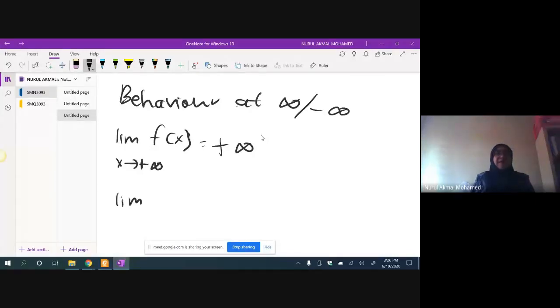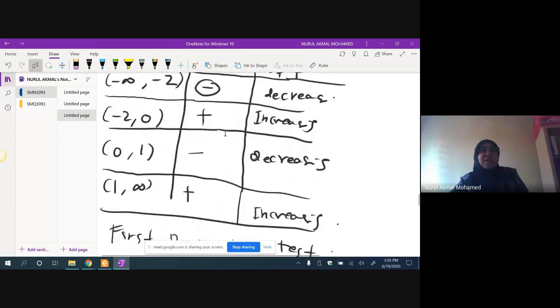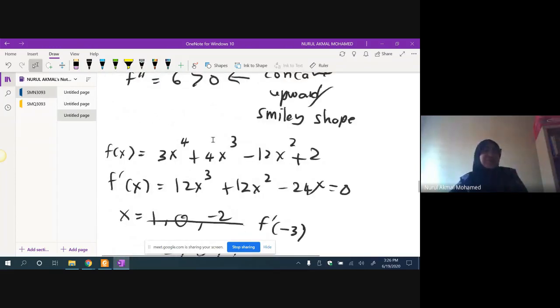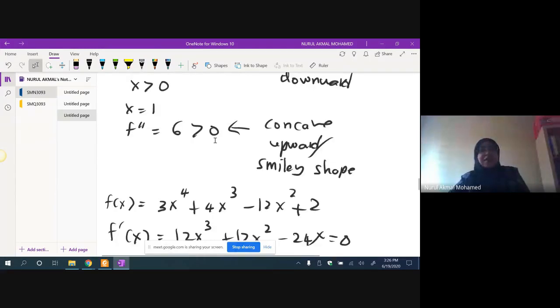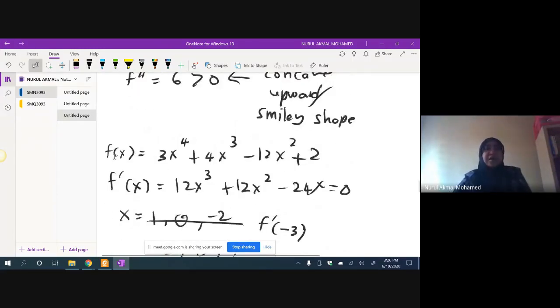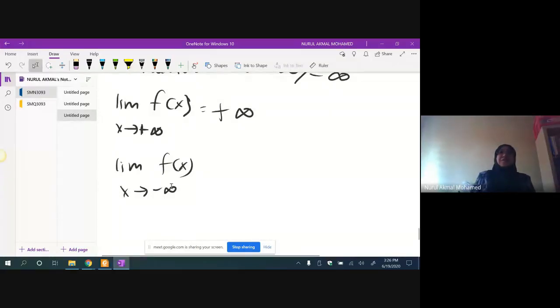What about when you have the limit of f as x tends to negative infinity? You can choose any values such that x tends to negative infinity. You can, let's say, choose negative 1000, to check with your calculator. But then you can actually predict from this function here what the values of f will be when we have negatively large values for x. This will still give you a positive value because x to the power of 4 is always positive. That's why for x tends to negative infinity, it will still give you positive infinity.